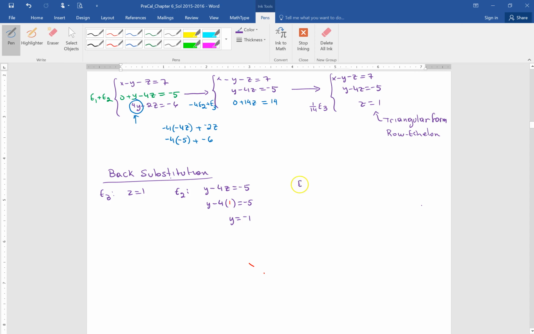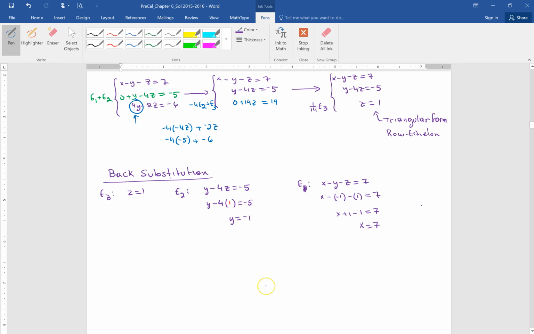And now from equation 1, I know that x minus y minus z equals 7. So I know that x minus negative 1 minus positive 1 equals 7. X plus 1 minus 1 equals 7. X is equal to 7. Okay?